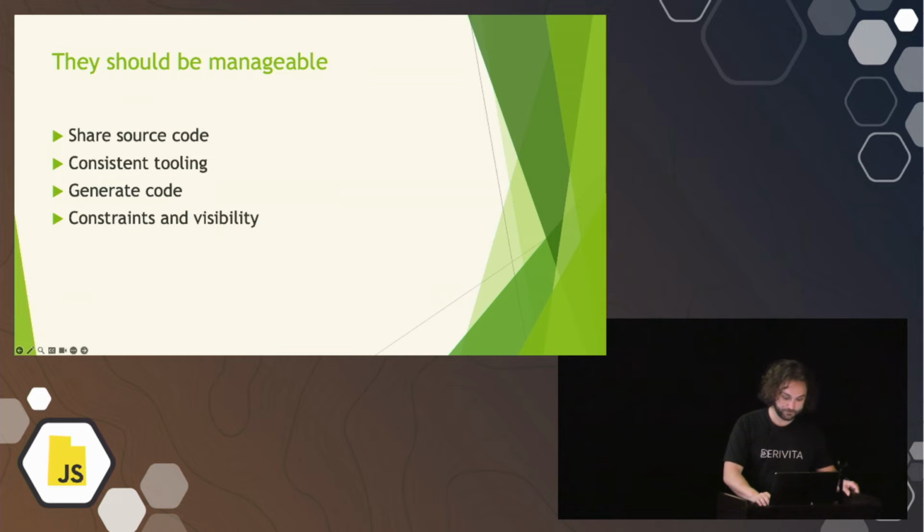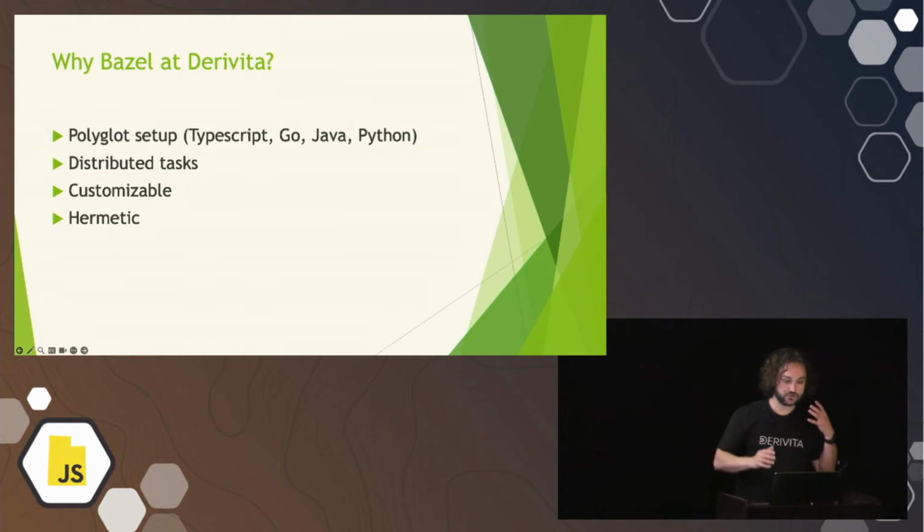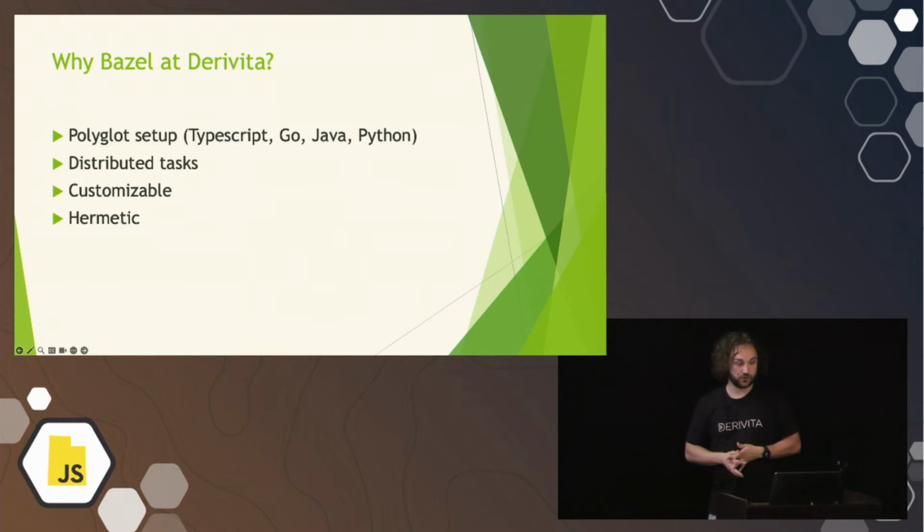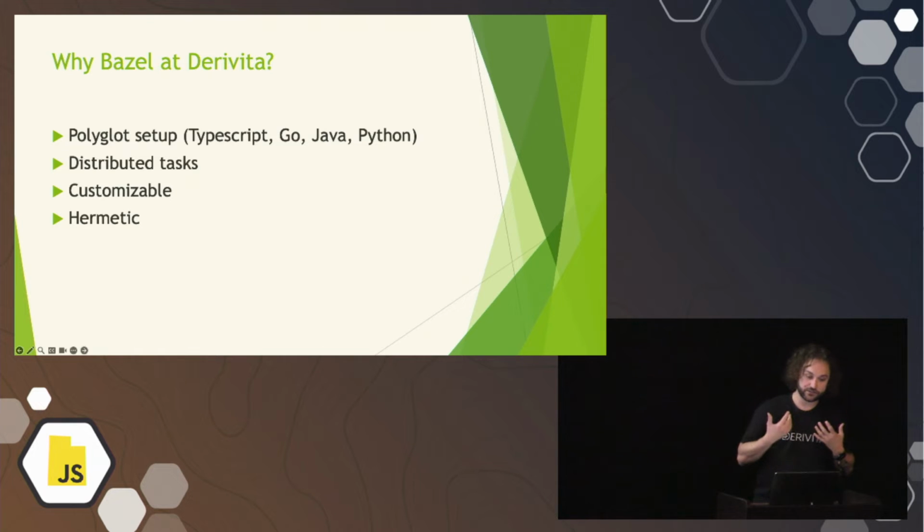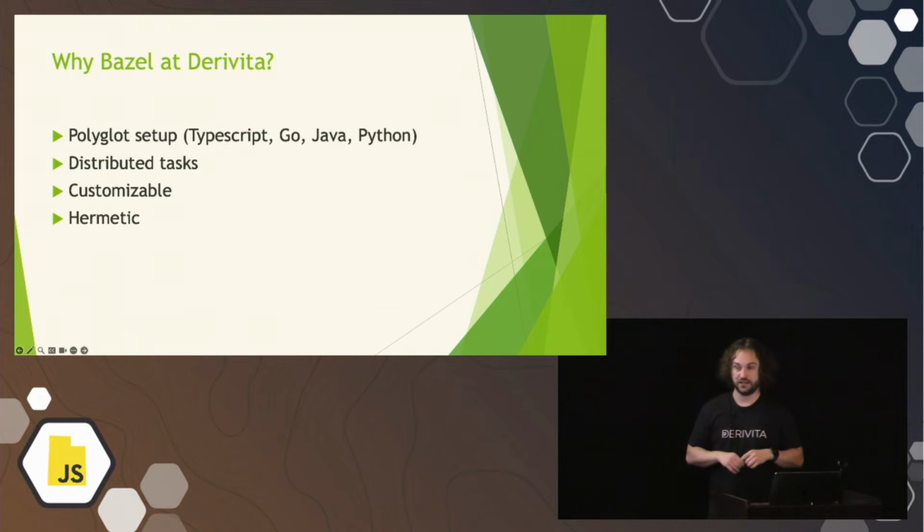Okay, so why did we use Bazel at Derivita? The first thing is we have a polyglot setup. Our app has TypeScript, Go, Java, Python, different things like that. Bazel makes it really easy for us to use all of those languages together in a common system.